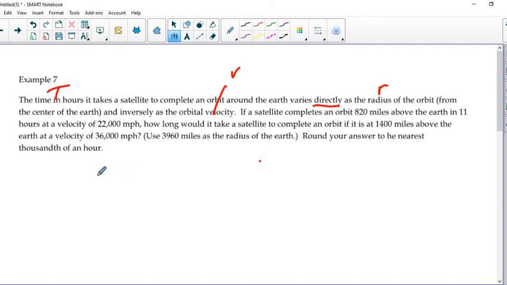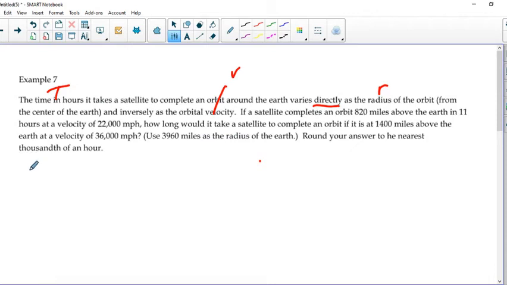Ooh, orbital velocity. That sounds high tech. If a satellite completes an orbit of 820 miles above the Earth in 11 hours at a velocity of 22,000 miles per hour, how long will it take the satellite to complete an orbit if it is 14,000 miles above the Earth at a velocity of 36,000? Use 3960 miles as the radius of the Earth. Rounded to the nearest thousandth of an hour.